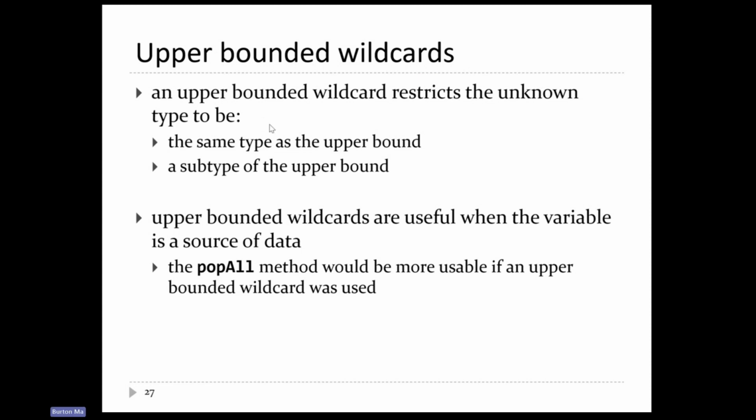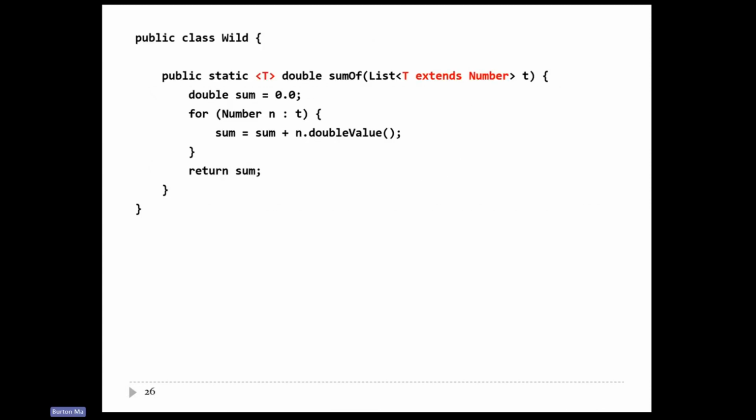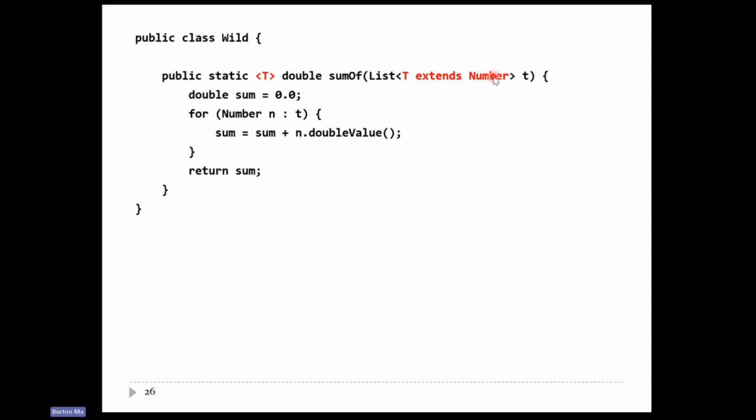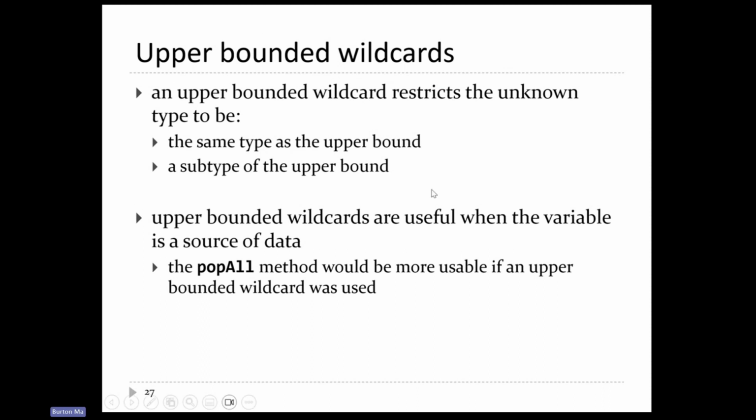Okay, so still talking about upper bounded wildcard types. An upper bounded wildcard type restricts the unknown type to be either the exact same type as the upper bound, so exactly Number, or a subtype or any descendant type of the upper bound, so any type that is a descendant of Number. Okay, so upper bounded wildcards are useful when the variable is a source of data. So what the heck does that mean?